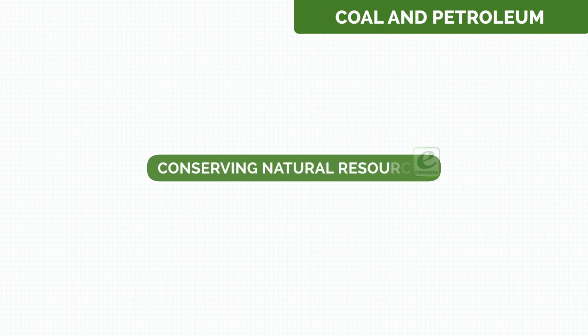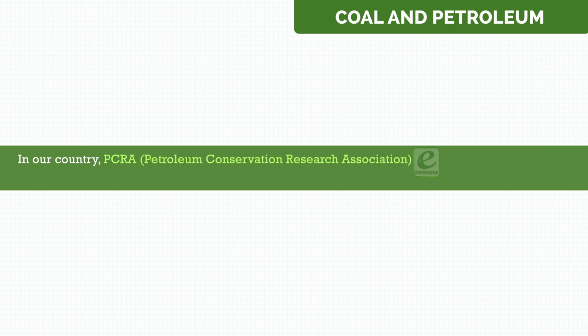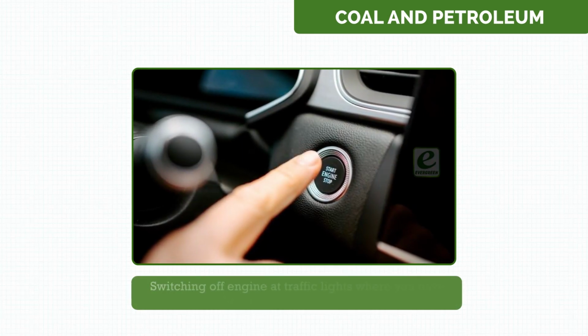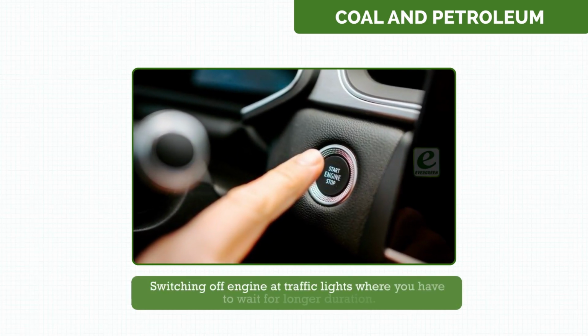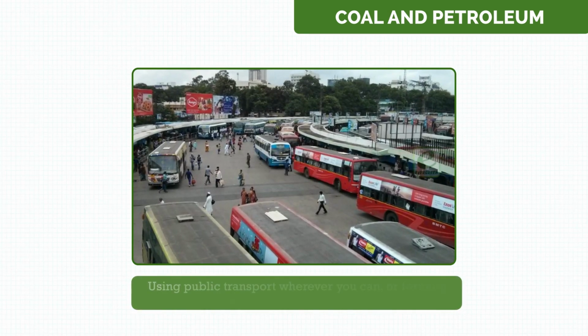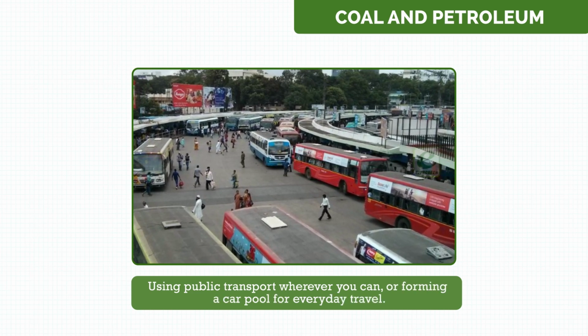Conserving natural resources. In our country, PCRA, Petrol Conservation Research Association, advises people how to save fuel. They give the following tips for efficiency of your vehicle and conserving the environment. Switching off the engine at traffic lights where you have to wait for a longer duration. Using public transport wherever you can, or forming a carpool for everyday travel.